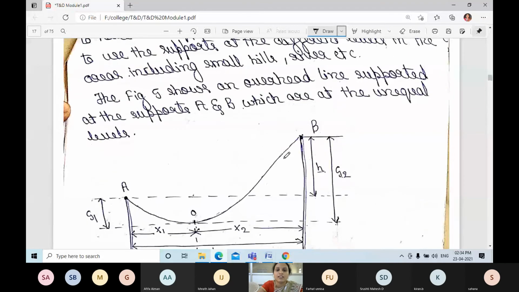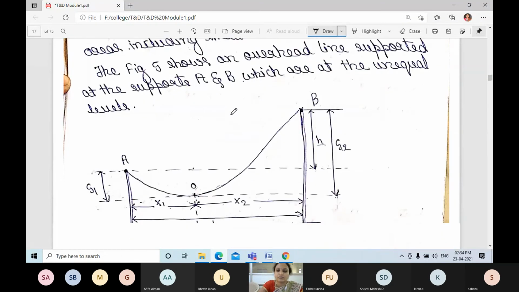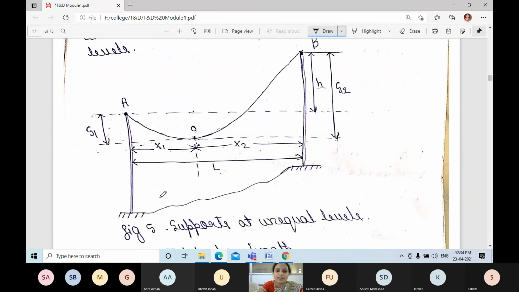Here is the figure. The supports at unequal level, overhead line supported at the support A and B. A and B are the two supports which are at unequal levels. Observe the figure. For example, if this is any hilly area or any river, then this is a support. It may be a pole or a transmission tower, anything. Pole A, support A and support B.